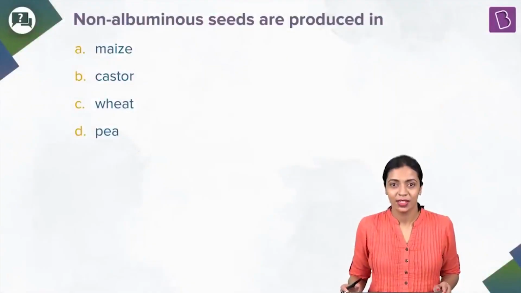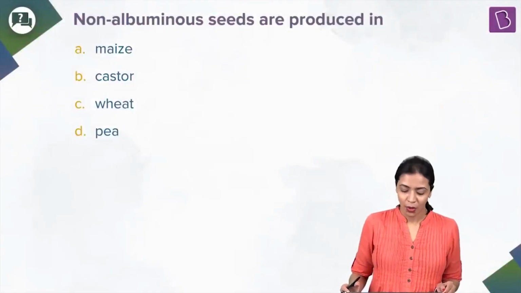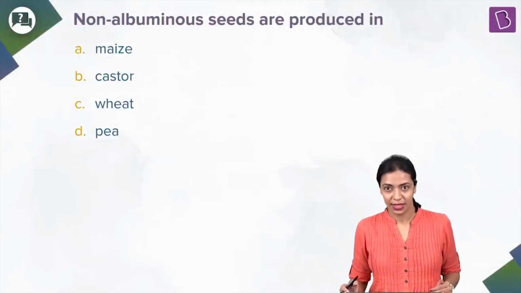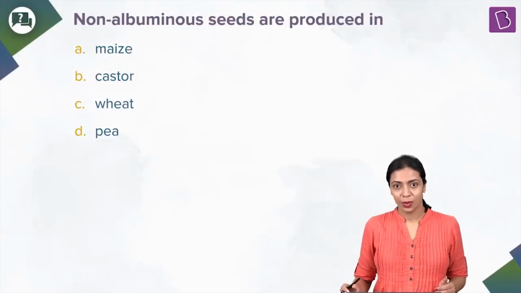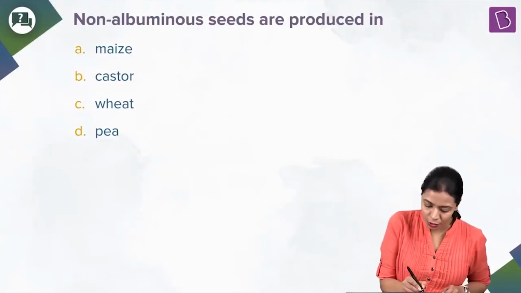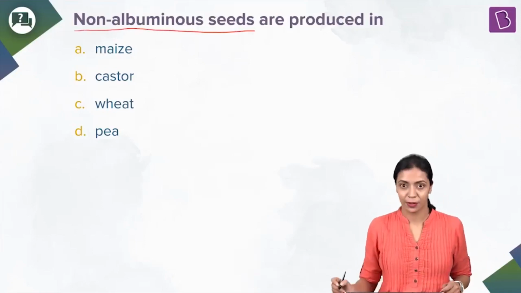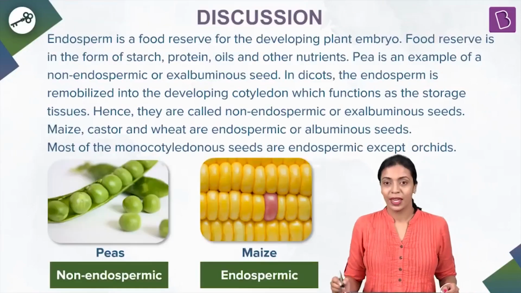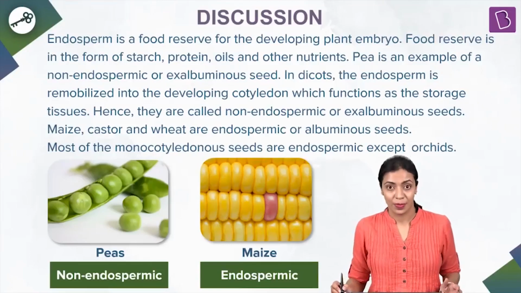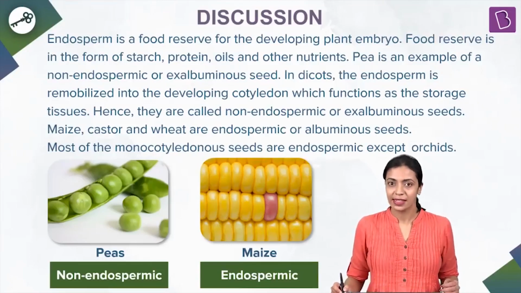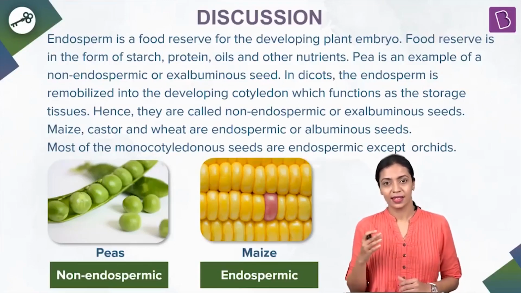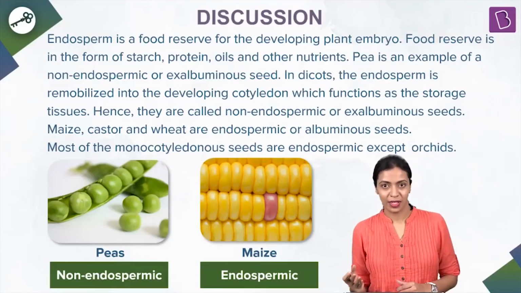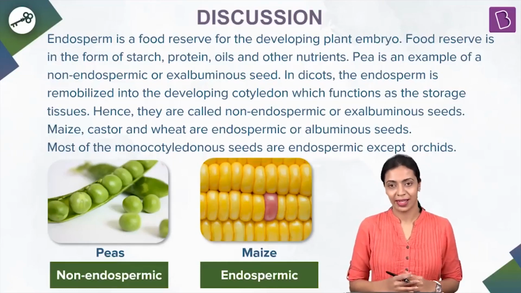I now have a question about seeds. Non-albuminous seeds are produced in, options are maize, castor, wheat and pea. Now, in order to answer this question, we must first know what non-albuminous seeds refers to. Based on the presence or absence of endosperm in the seeds at maturity, we can classify seeds into two different types. That is, endospermic or albuminous and non-endospermic or exalbuminous.